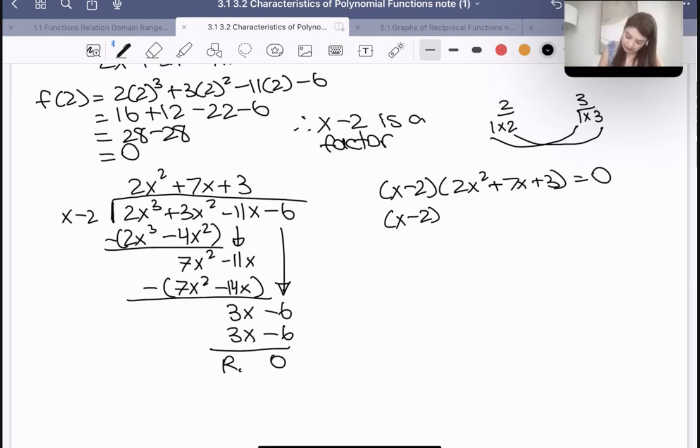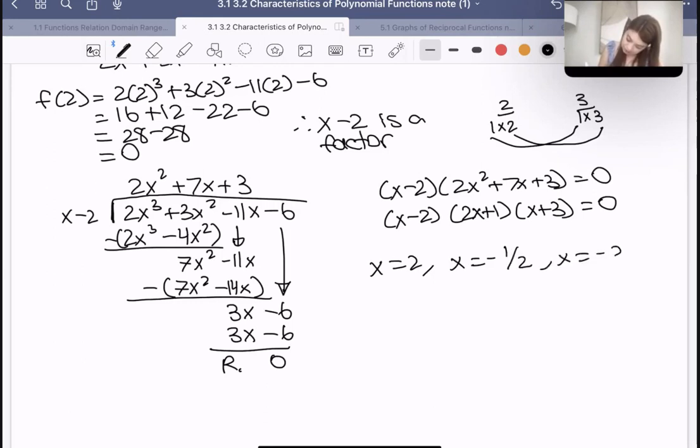We're going to end up with x minus 2 times 2x plus 1 times x plus 3, I believe, should get us there. And yes, it does. It does get us there. And so therefore our answers are what? x equals 2, x equals -1/2, and x equals -3. And there we go. We're all done.